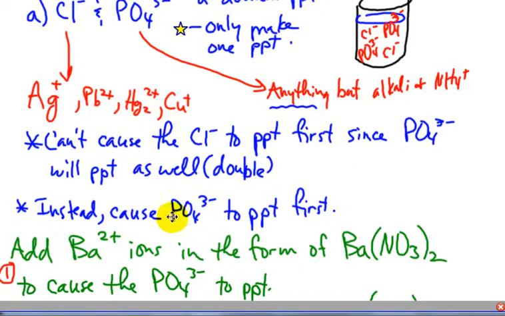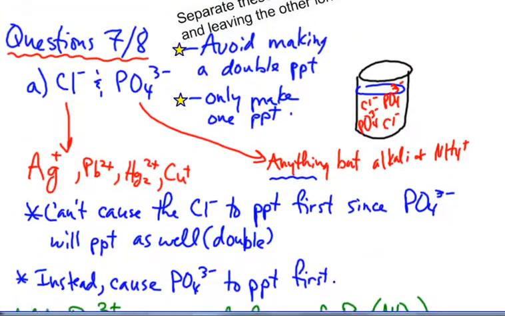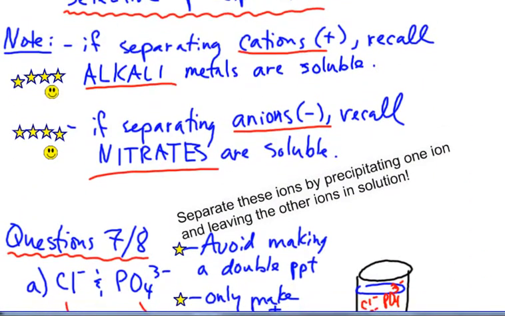Okay, so I made a note here. We need to cause phosphate to precipitate. I chose barium. Barium's not in this list, but it falls into the category of anything else that isn't an alkali or ammonium. So we have to have a way of bringing that barium into this beaker in terms of a compound. So notice I set up here, if we're separating negative ions from each other, such as the case here, remember, nitrates are soluble.